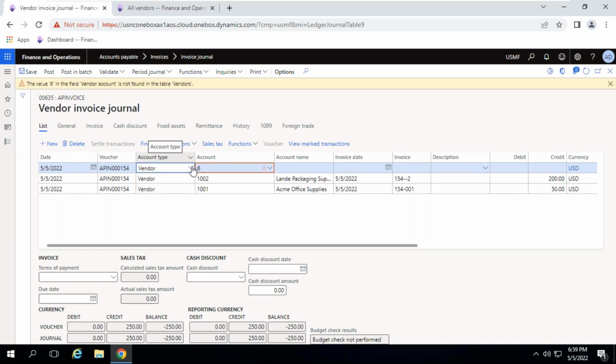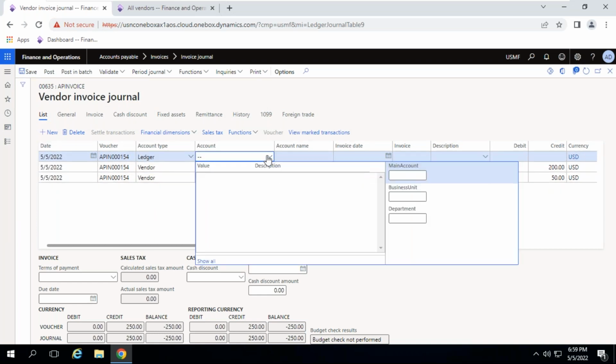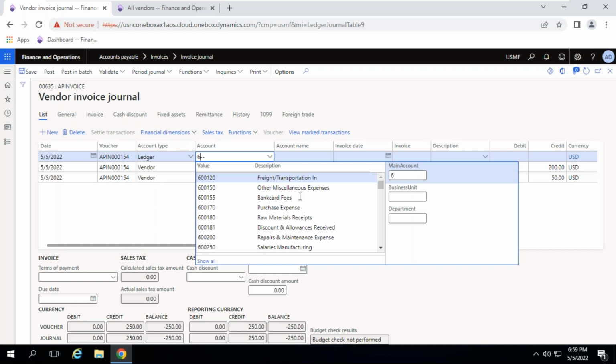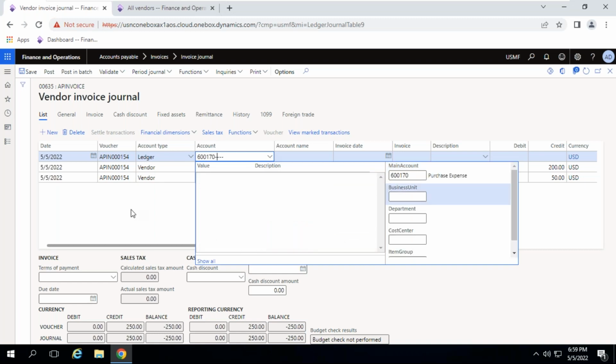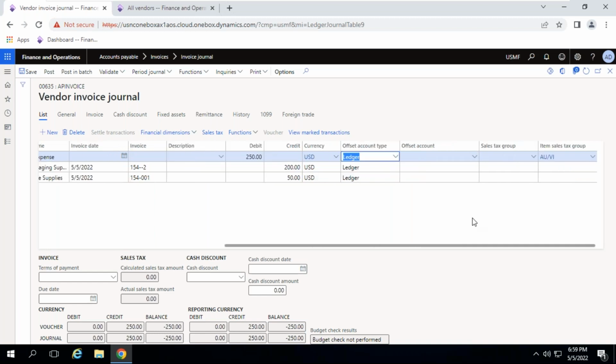Here I can select offset account, ledger, and here I can select 6, whatever I want. Okay, now I can enter 250. In this case, offset account I have not entered. So look at this one. Now credit and debit is tallied.